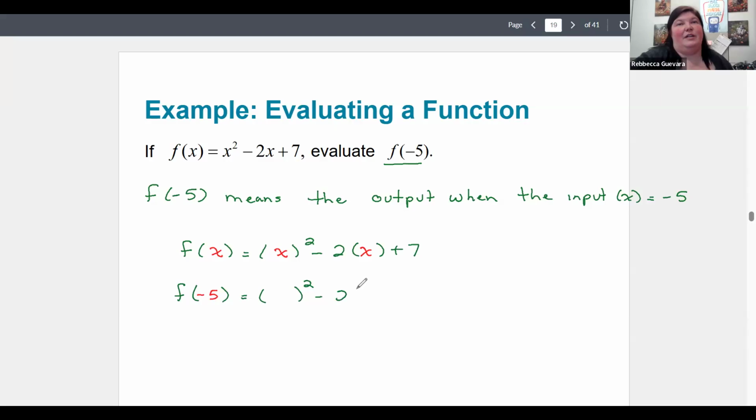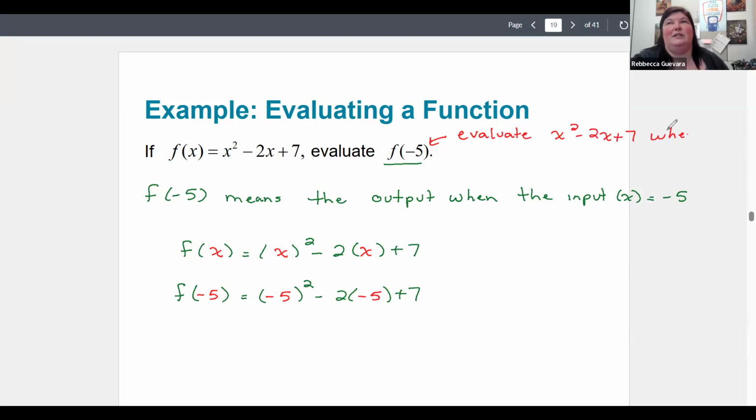What that means is that every other place that I had an x is also now replaced with that same -5. So it's a way to evaluate the function at a given value. So this also means evaluate x squared minus 2x plus 7 when x is equal to -5. So that's why I say it's evaluate.